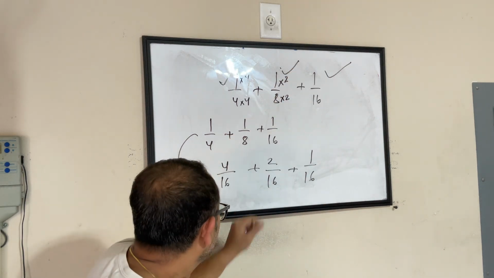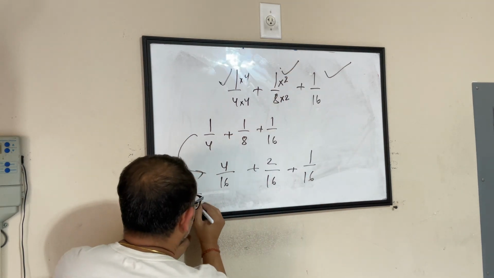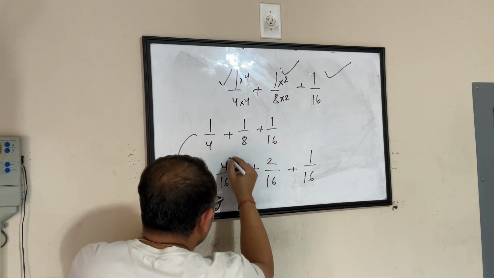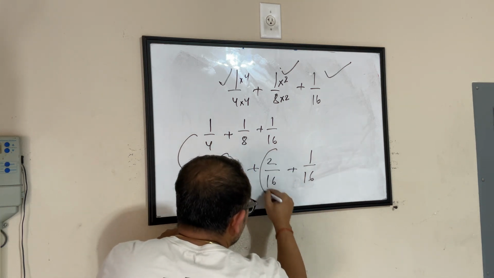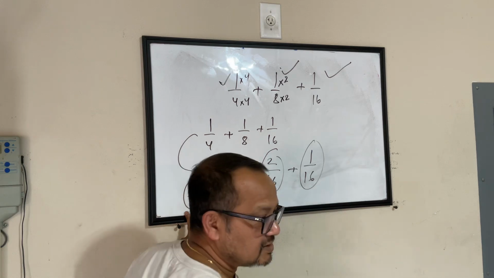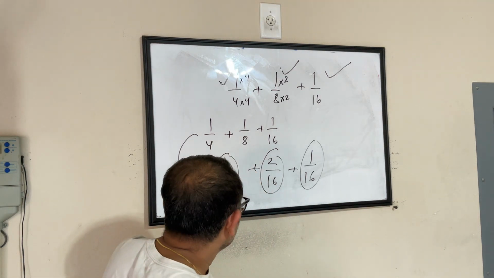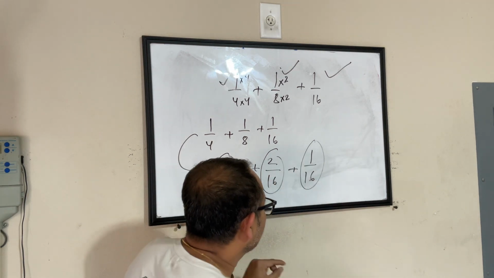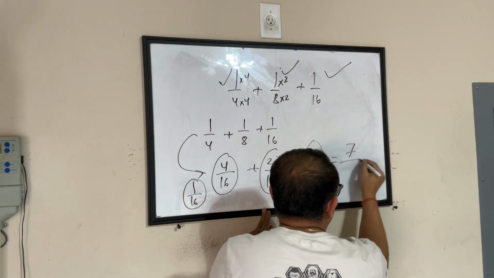Now, if I call 1 by 16 a banana, here I have 4 bananas, here I have 2 bananas, and here I have 1 banana. So this became 4 plus 2 plus 1, 7 bananas. Who got this answer?